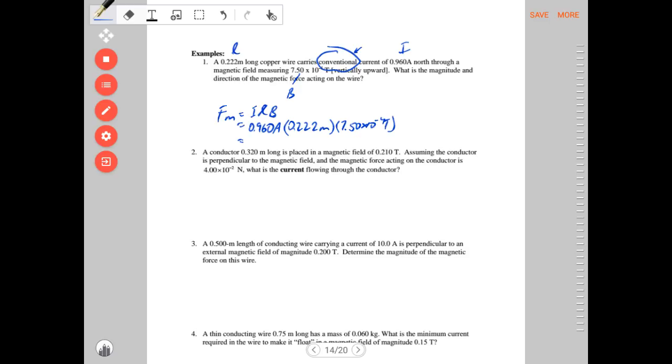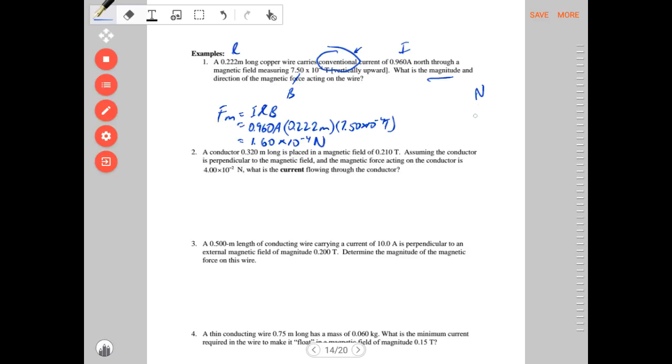Okay, so anyways, that of course rounds to 1.60 times 10 to the negative 4 newtons. Okay, it's 1.5984 times 10 to the negative 4, of course rounding to 3 sig digs, 1.60. Okay, now that's the magnitude. Now we also need the direction.